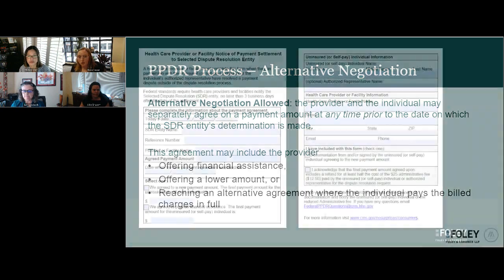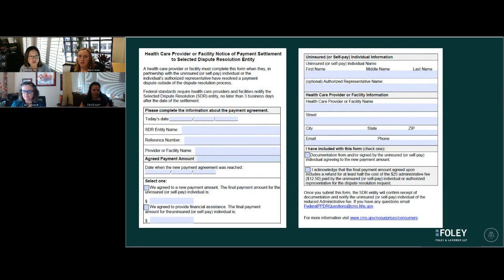And if you guys do so, then you must submit the agreement to the selected dispute resolution entity. And you must do so within 3 business days of coming to that agreement.